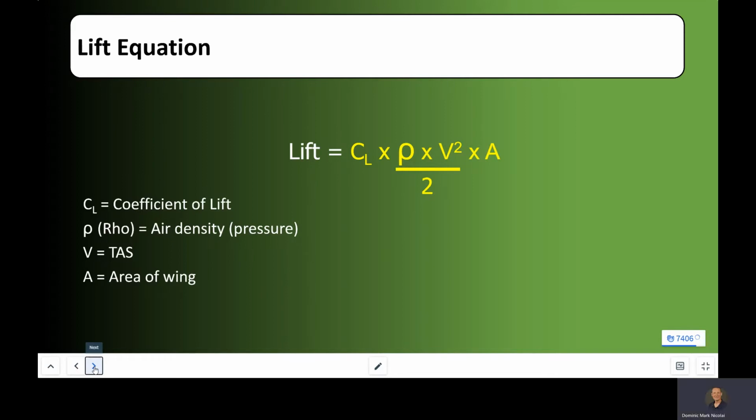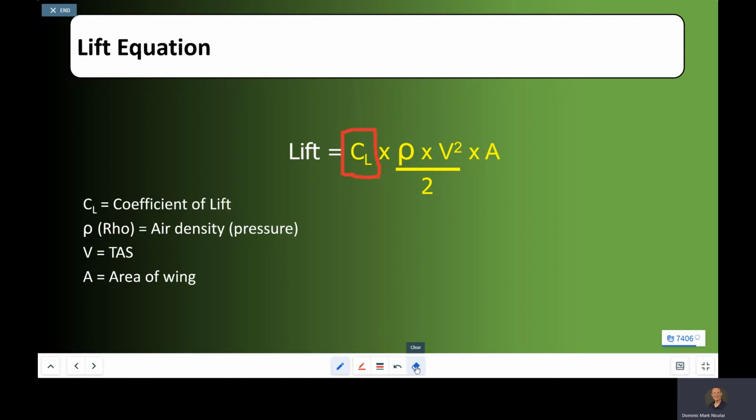So we start off with our first variable being the coefficient of lift. Okay. So your wing shape produces a certain amount of lift. We're talking about an airfoil. An airfoil is a shape. And numerically, we can say that that shape produces this much lift.